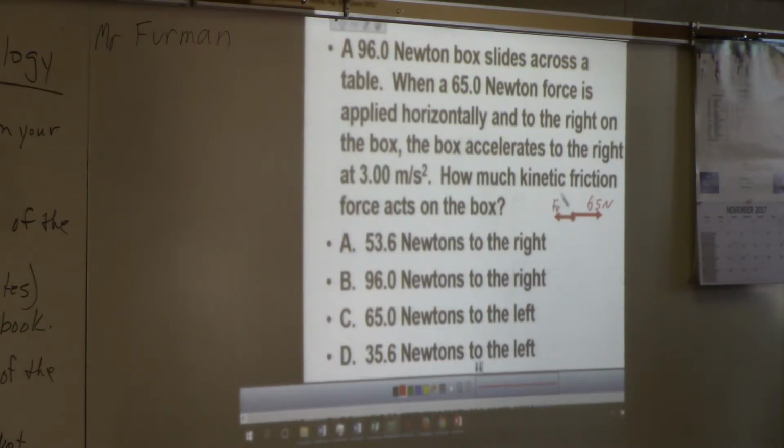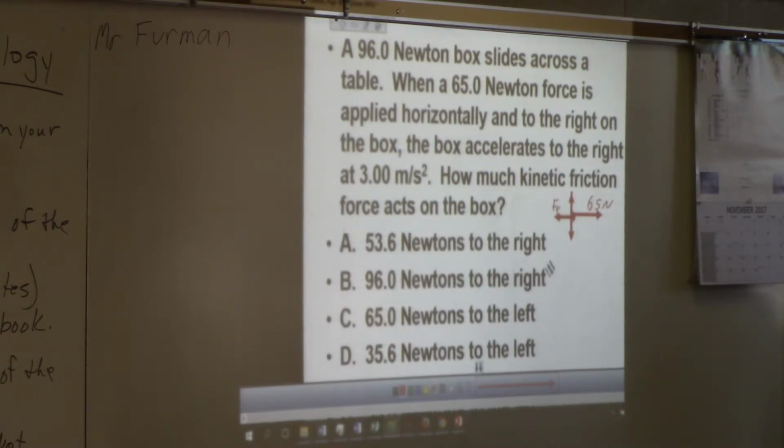And we've got two other forces acting on this box. What are they? Gravity and normal. So we've got gravity in the downward direction, normal in the upward direction. Now, it's not accelerating up or down. The problem would have told us that. So we know the gravity force and the normal force are going to be equal in magnitude, opposite direction.